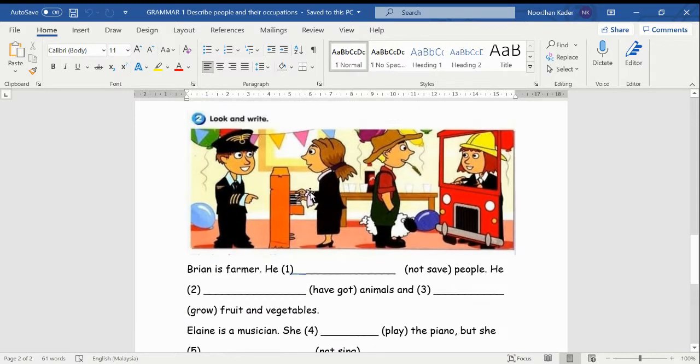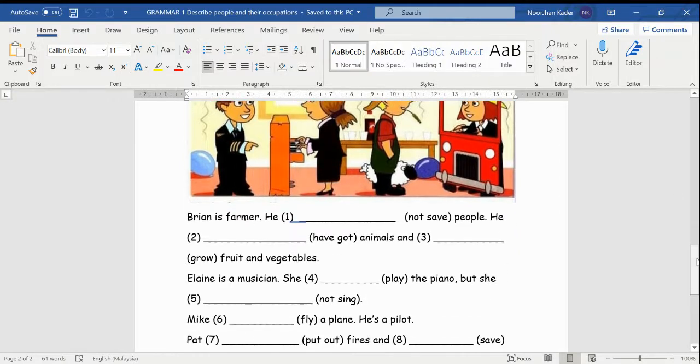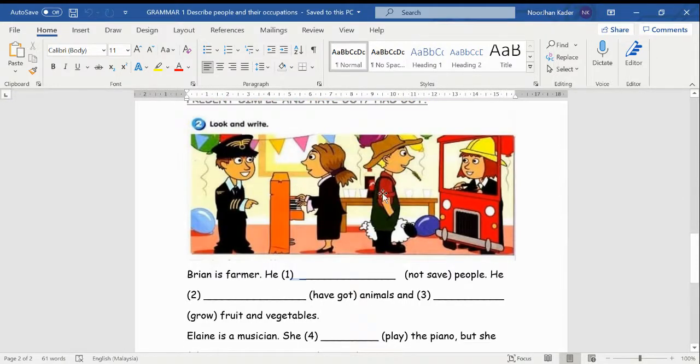Okay, remember the first picture is Mike. He's a pilot. Second picture, Elaine. She's a musician. Third picture is Brian, who is a farmer. And fourth picture is Pat, who is a firefighter.